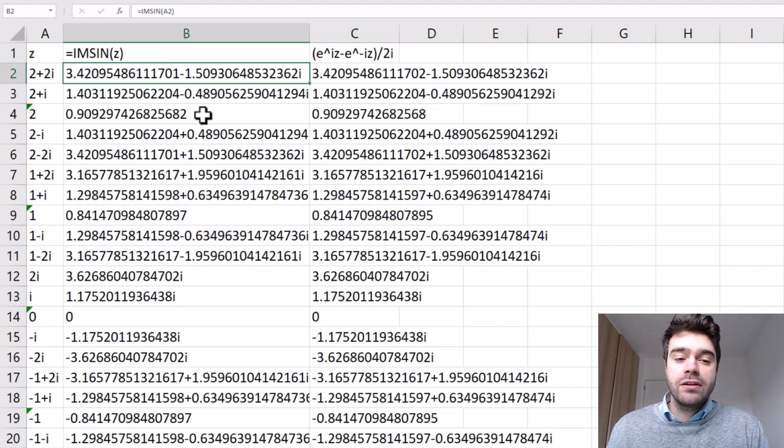So whenever you need to calculate the sine of a complex number, you can use the IMSIN function. You only need to provide one argument, which is the complex number. The imaginary part of the complex number can either be denoted with an i or a j.